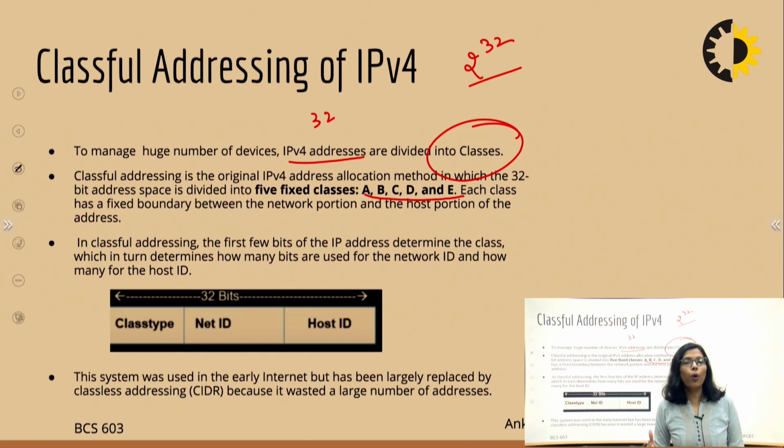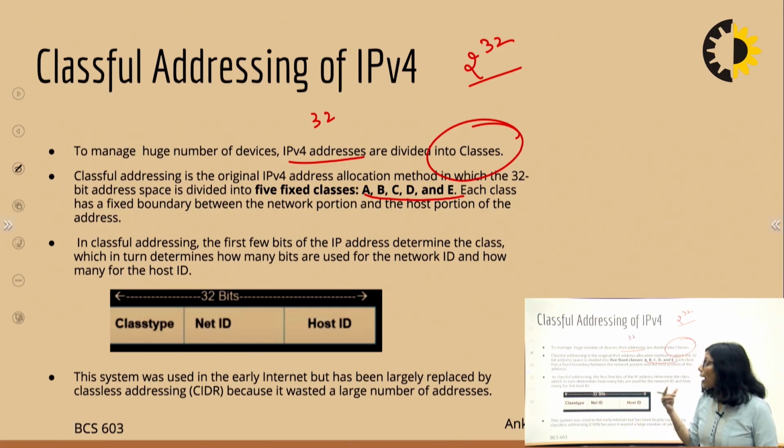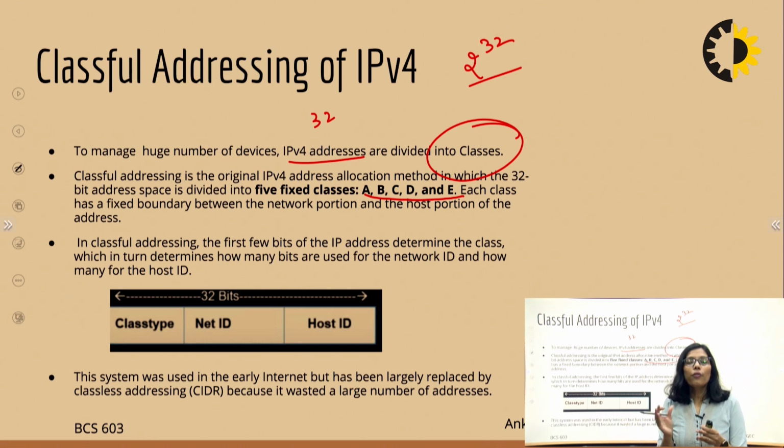As I have already explained, in my 32-bit IP address, some bits will represent the network and some bits will represent the host. So these classes decide the boundary, that is, which number of bits will specify the network and which number of bits will specify the host.